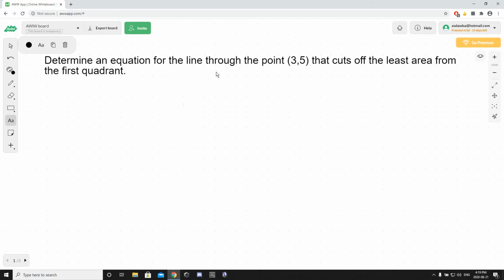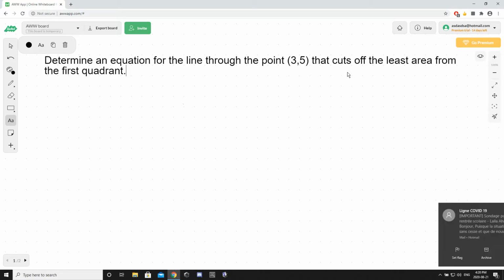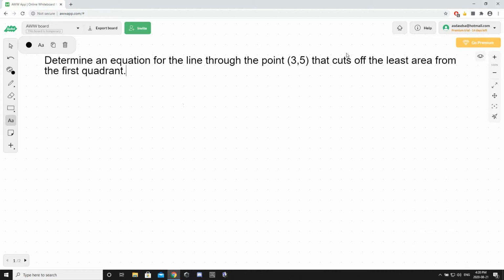So this is clearly an optimization with calculus question. As soon as you start seeing things like least or greatest, a maximum, a minimum, you're essentially going to be using some form of basic calculus to arrive at the answer. Now here, what we've got is an equation, and that equation represents a line, obviously. That line goes through the point (3, 5), and we want that line to cut off the least area from the first quadrant.